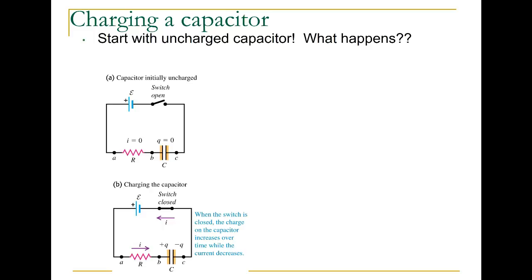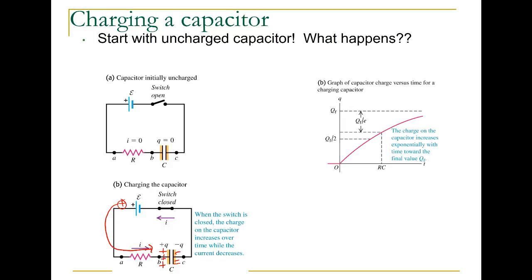Why is the charge on the capacitor increasing? Well, when we close the switch, positive charge is going to move through the circuit, through the resistor, and pile up on the left side of that capacitor. Likewise, negative charge will pile up on the right side. But as charge is piling up, it's harder to move more positive charge away from the battery and onto the capacitor. And that's because you're trying to cram together like charges.